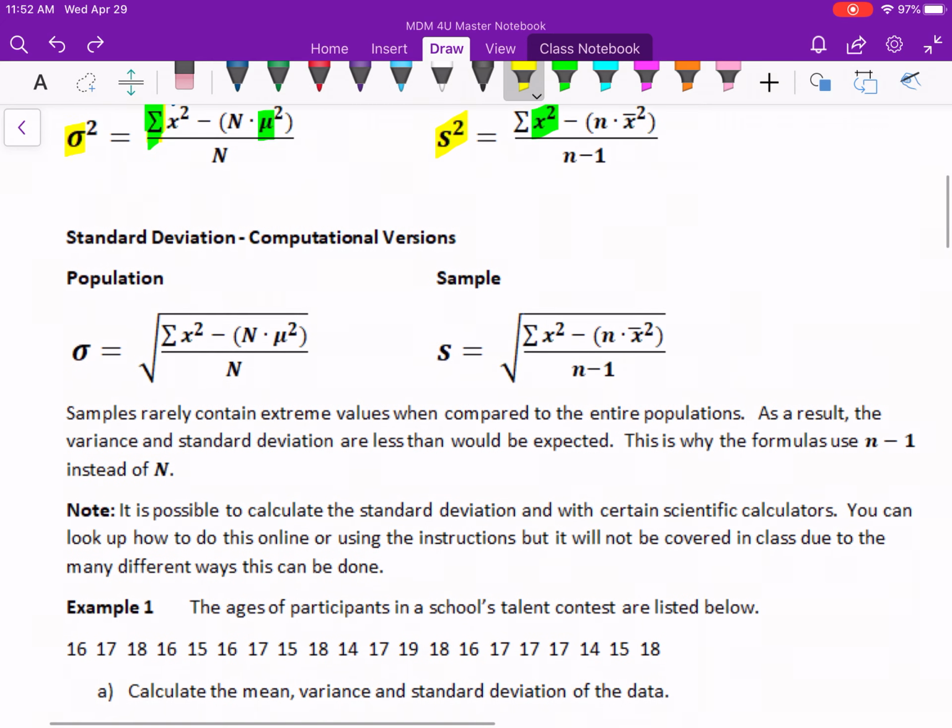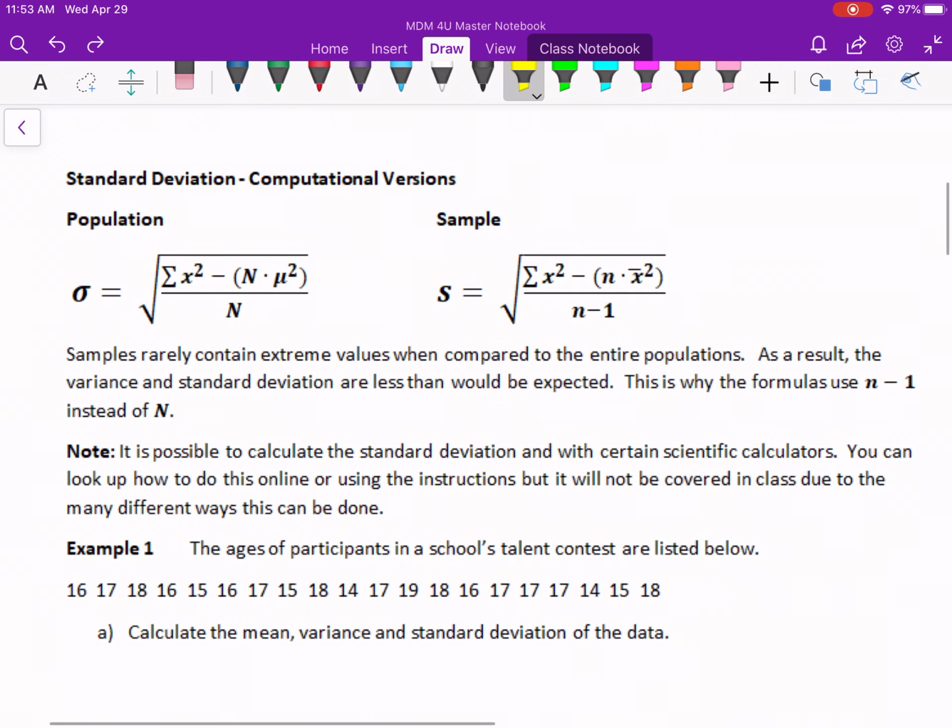So really what you have to do is pay attention to a question, decide whether we're dealing with the population, all of something, or a sample taken from a population, and then you can decide whether you're going to use n or n minus 1 in the appropriate formula.